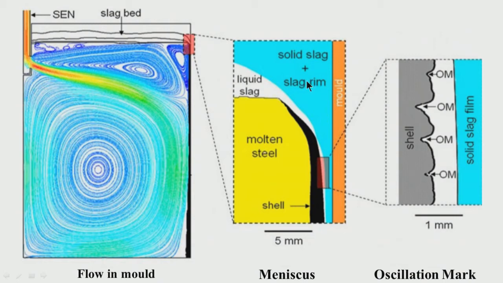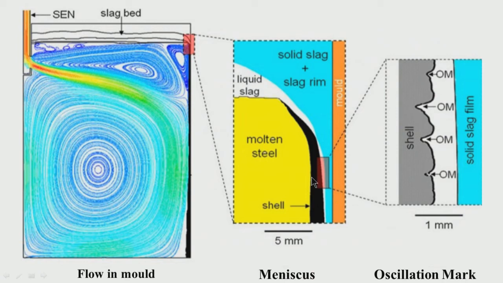So, we have a layer of solid slag and then liquid slag and then the solid shell and of course, the molten steel. Now, this particular area if it is magnified, look at the sizes. What are the sizes? This 5 millimeter is this much.